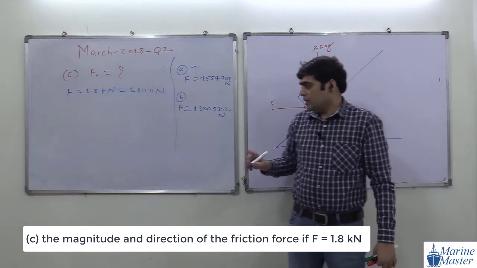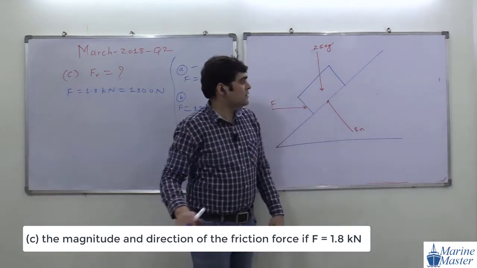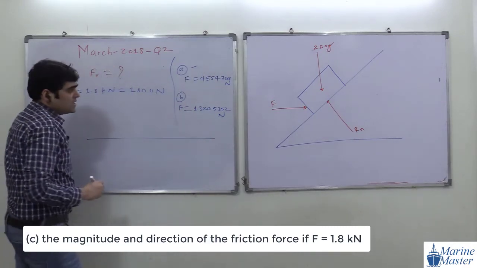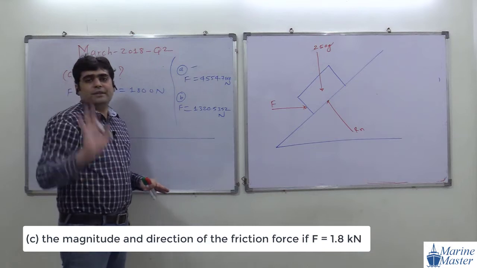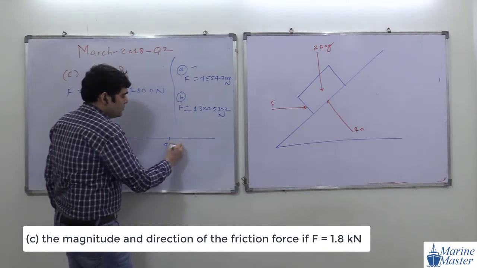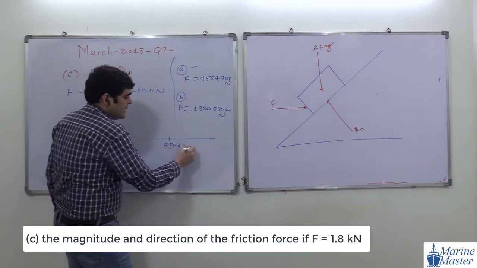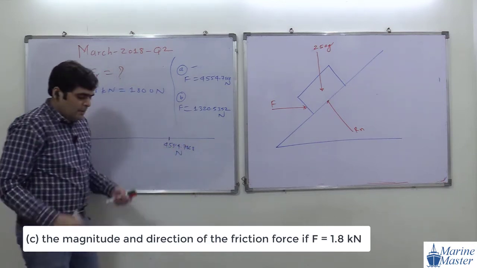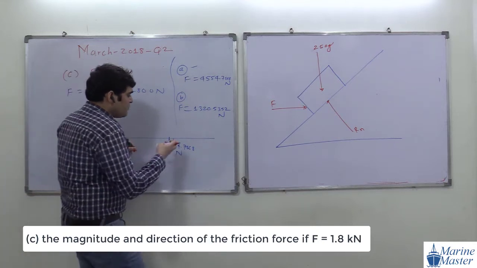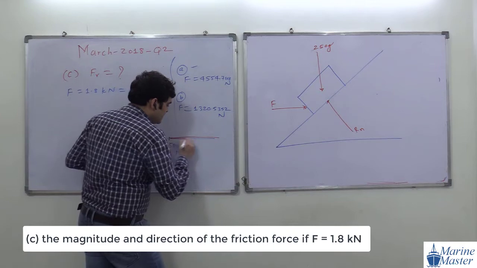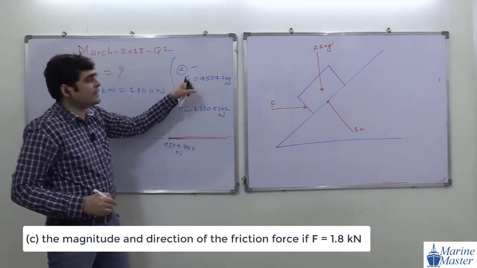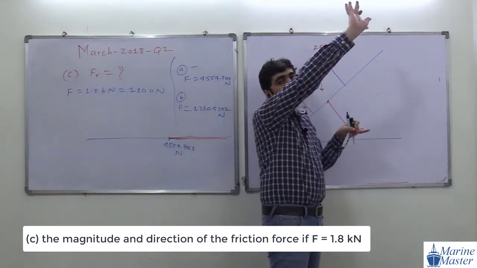Now guys, suppose if you want to move the block up the plane, see the point here. Now I am going to draw a number line. Suppose we want to move the block up the plane. Our value of force must be how much? 4554.7868 Newton. Means if the value of F is greater than this value, then definitely our block is going up the plane.